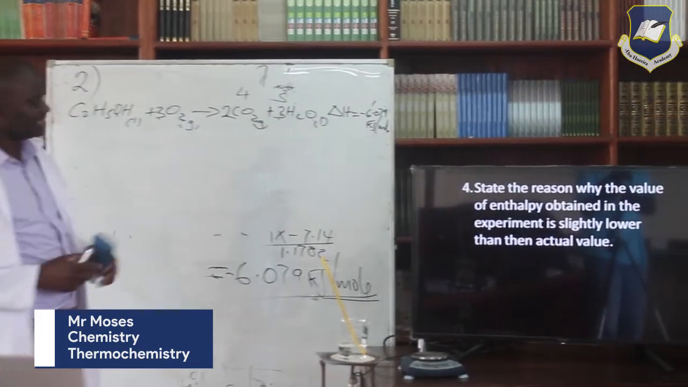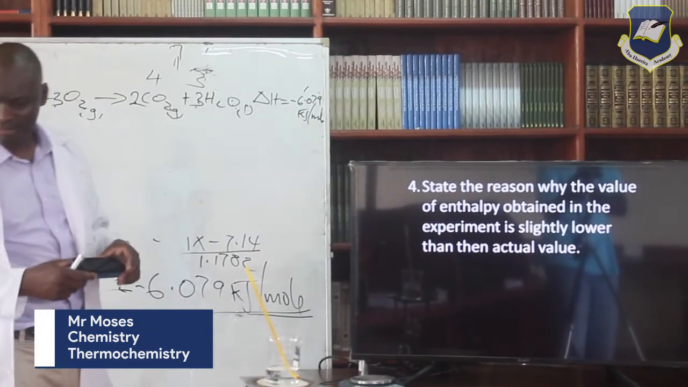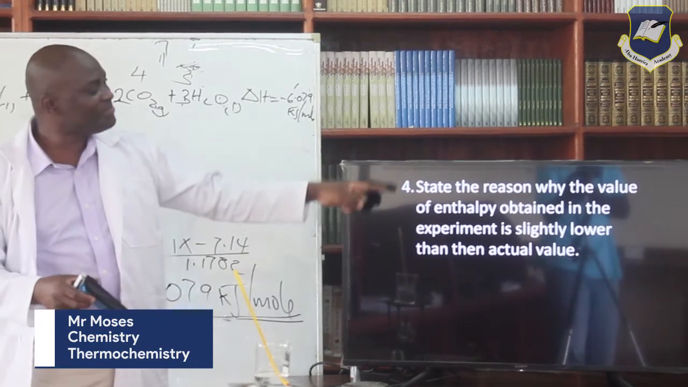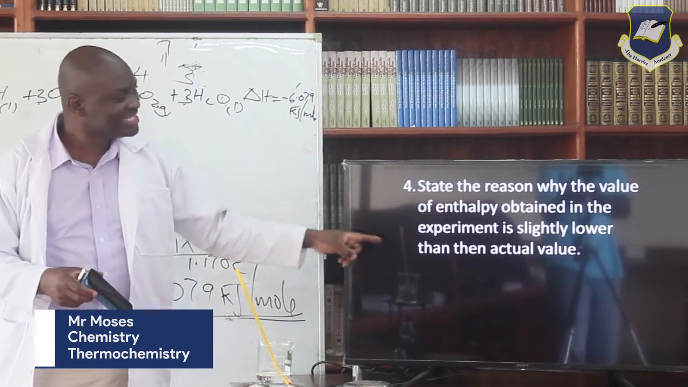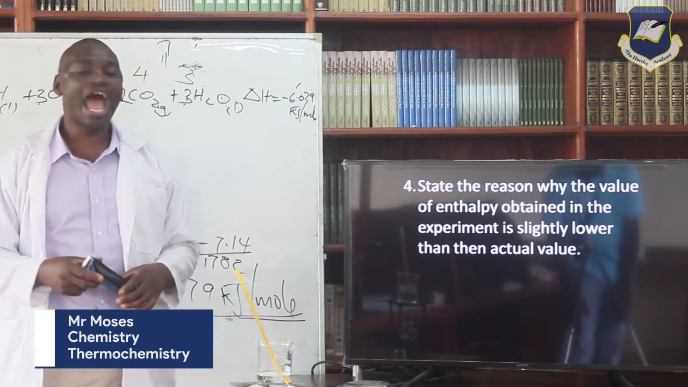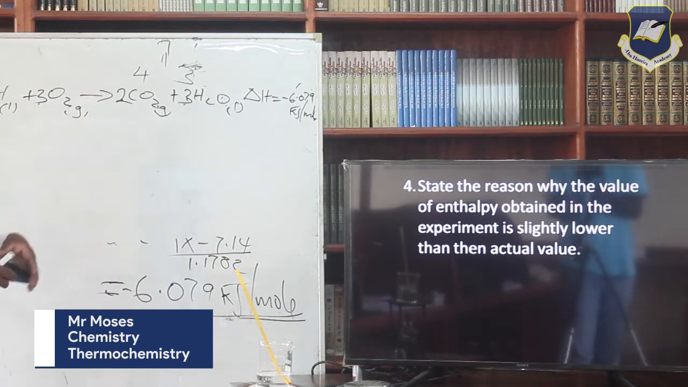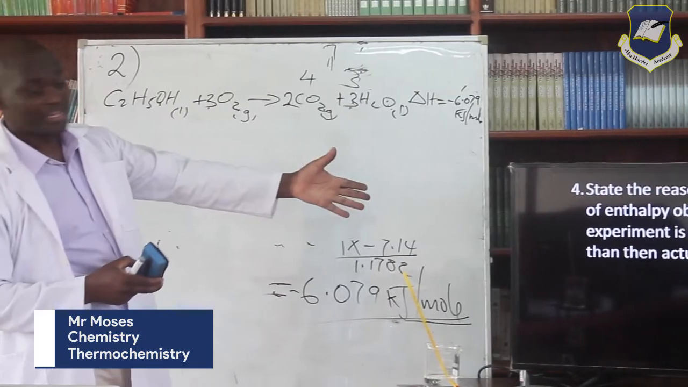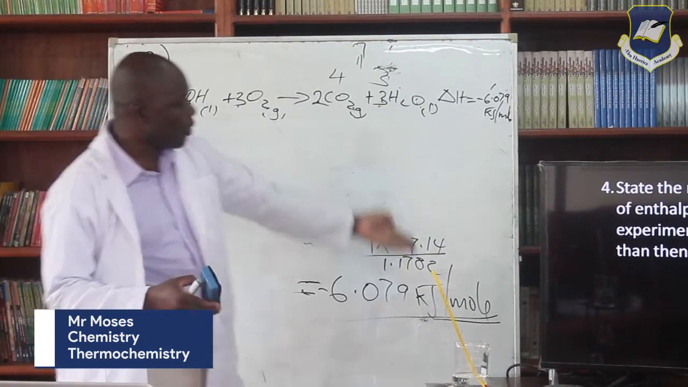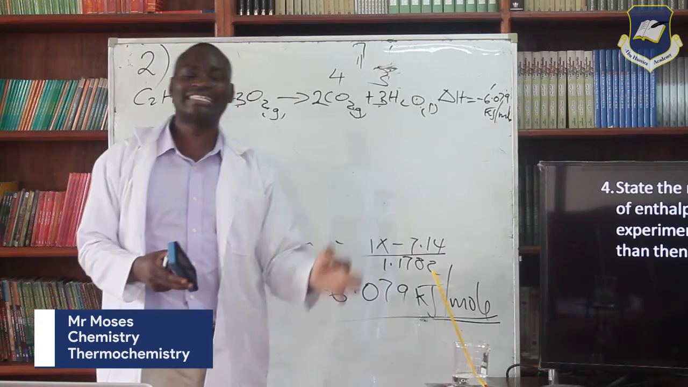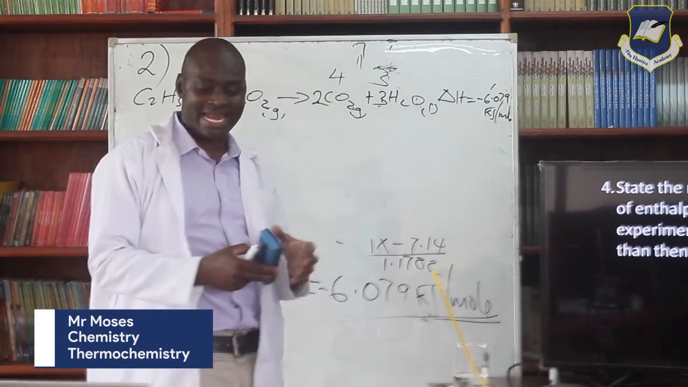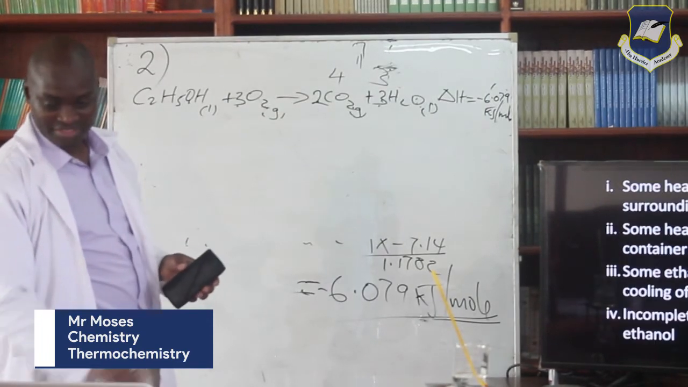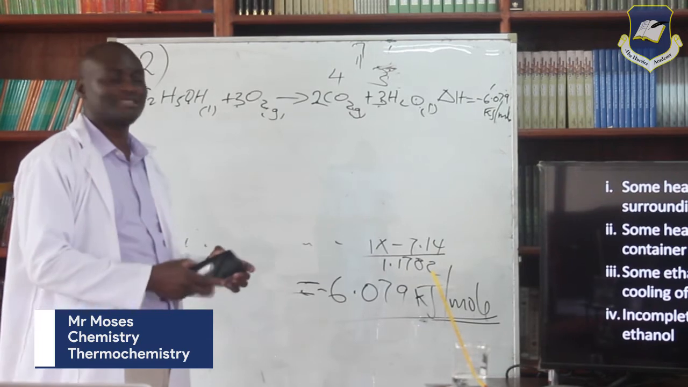Now, there's this question which we are told as number 4. We are told, state the reason why the value of the enthalpy obtained in the experiment is slightly lower than the actual value. So this question is asking us, if you compare the theoretical value and this one, you find that what we have here is lower. This question is testing on the sources of errors. And we have several sources of errors.